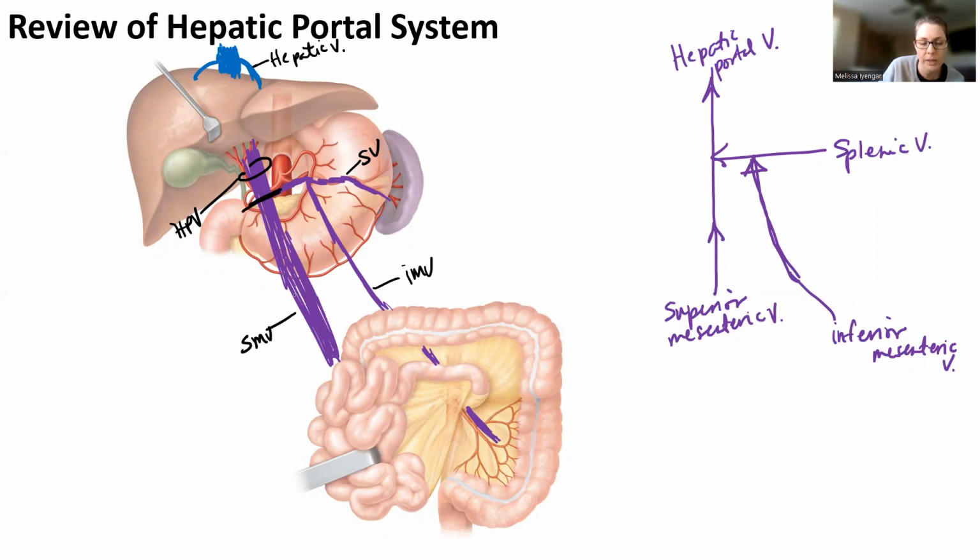Everything below splenic is superior mesenteric vein. The splenic vein is the boundary. If you don't know that, then you won't understand where hepatic portal vein ends and superior mesenteric vein begins, because it is continuous. It's a blood vessel that's continuous. Okay. You see that right there. There's my boundary between those two.